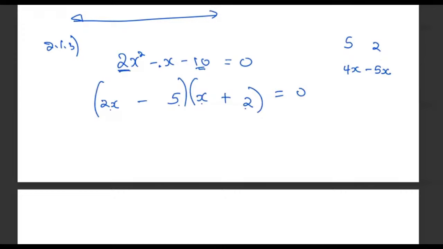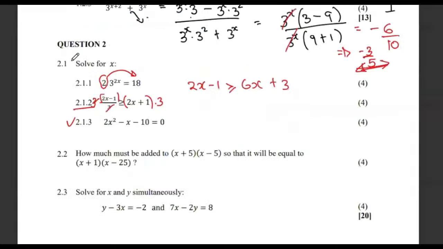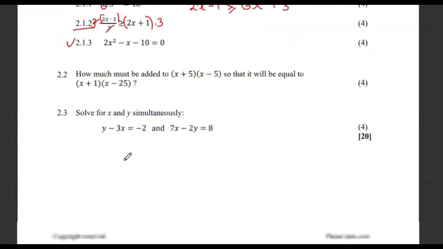If that is the case, meaning the first bracket is equal to 0, or x plus 2 is equal to 0. In this case, I'll move the 5 that side, and then I'll get my x as 5 over 2. Or I'll move the 2 that side, meaning that x becomes negative 2. So that is how that would have been worked out for 4 marks.